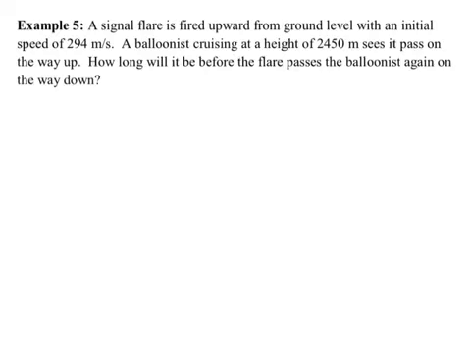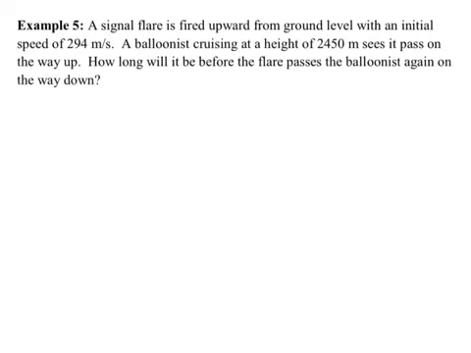A signal flare is fired upward from ground level with an initial speed of 294 meters per second. A balloonist cruising at a height of 2450 sees it pass on the way up. So it's fired up, goes straight up. The balloonist sees it pass again on the way down at a height of 2450. How long will it be before the flare passes the balloonist again on the way down?